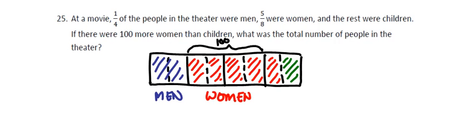So if there was one box each for women and children, there would be the same amount. All the red boxes beyond that one box then are more women than children. And so we know that that's 100.